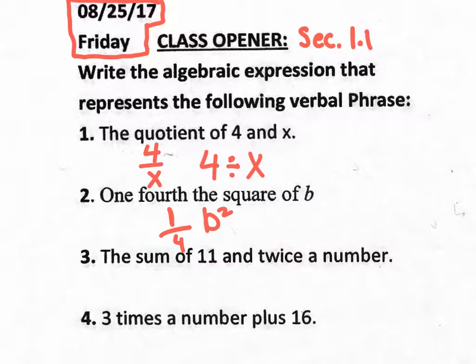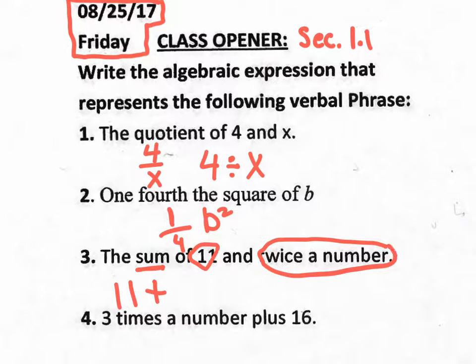Number 3, the sum. What does sum mean? Addition. So let's put a plus sign. And we don't switch the order. The only time we switch order, I don't know if you guys remember that little quarter sheet of paper, the words than and from. That's when we do the switch. So right here, sum, you just bring it down. 11 is the first thing you see, so go ahead and bring that down, 11. And then the second thing that you're adding to 11 is twice a number.